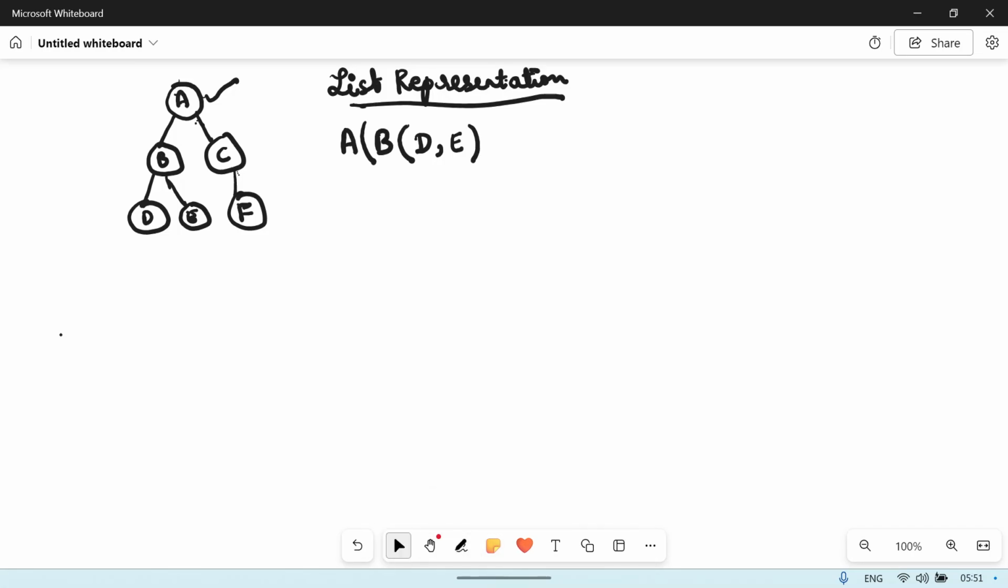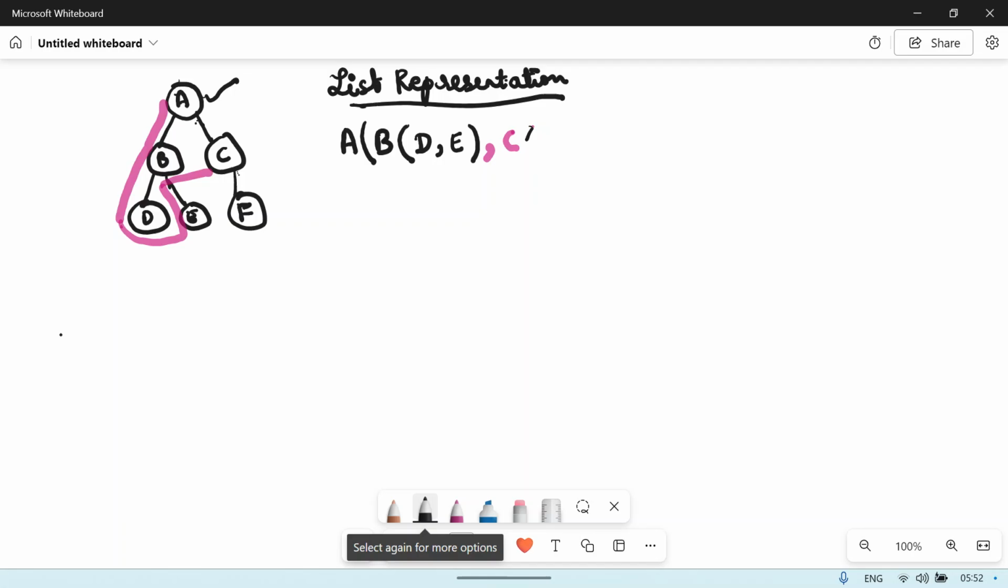So basically what you're doing is you're traversing from A, then B, then D, then again going back like this. Okay. Then come to this part. Okay. B is done. Now what is left? C. Now check if C is having any child node. Yes, C is having a child node. So F. But is F having any child? No. But is F having any sibling? No. So we stop here.